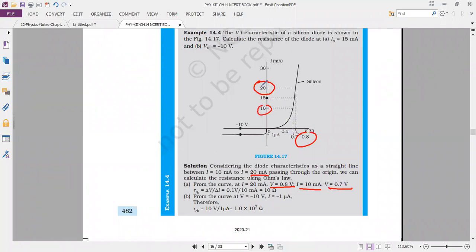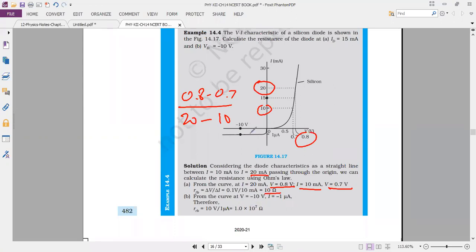That are two lines, two slope. Del V by del I. Del V means changing potential divided by changing current. So changing potential del V. See here 0.8 minus 0.7 divided by 20 minus 10. Then you will get 0.1 divided by 10. Simplify that, you will get 10 ohm.